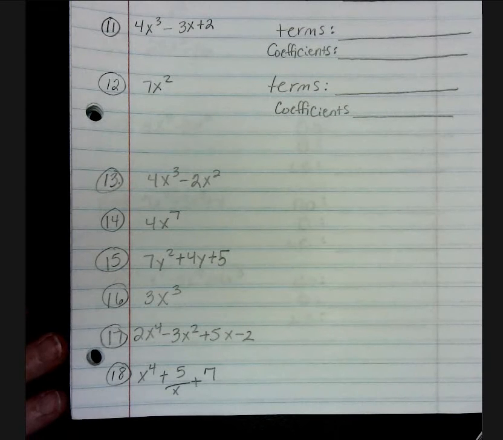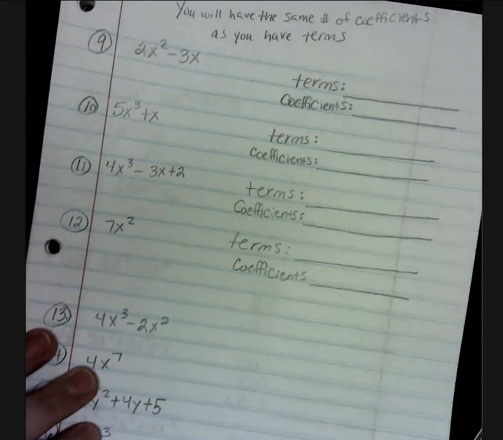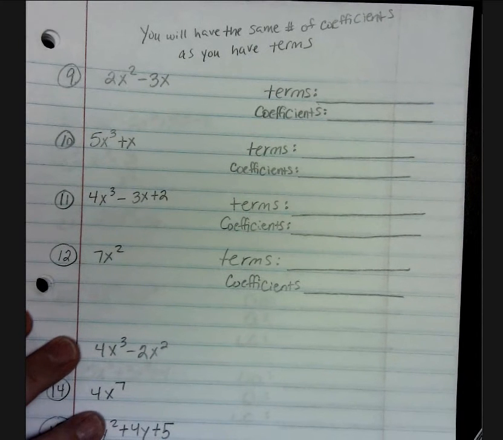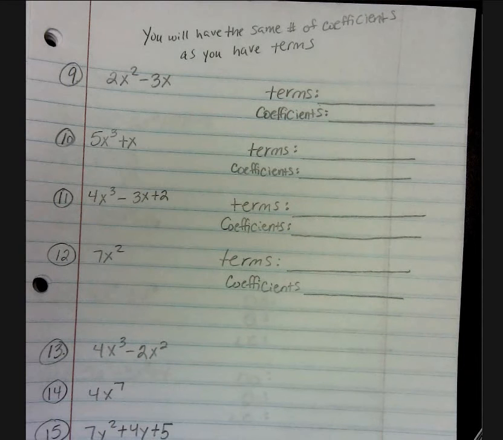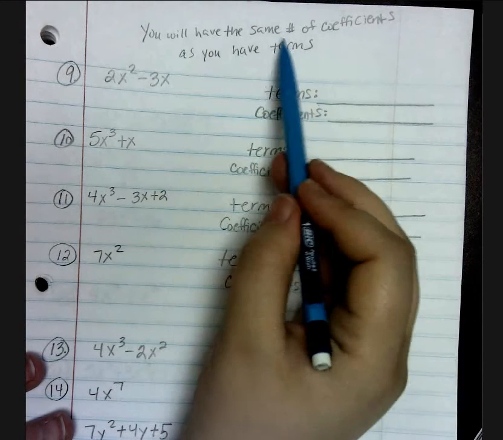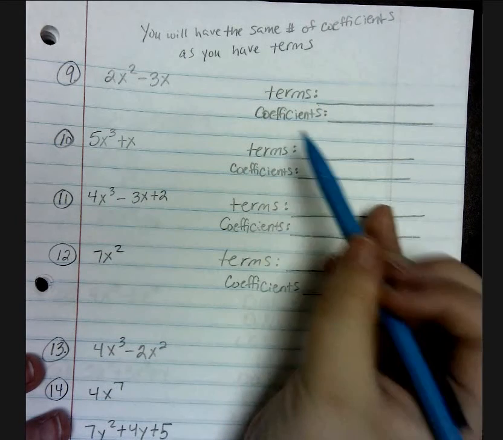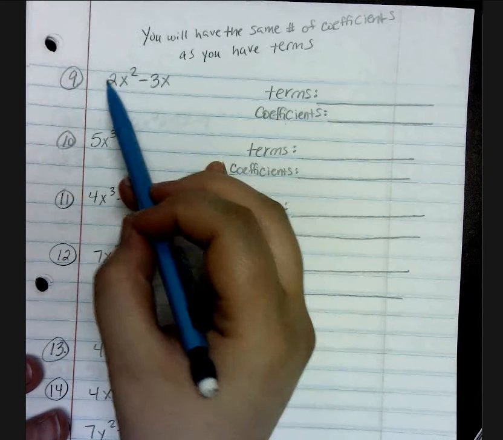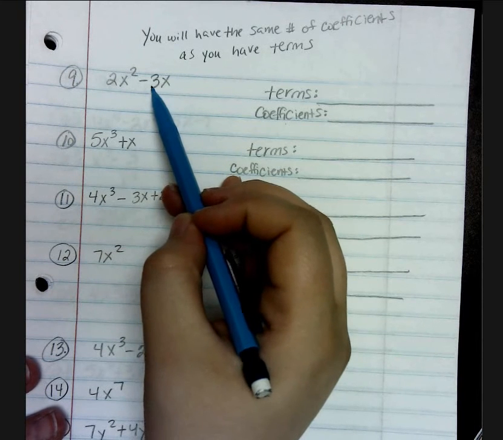So for numbers 9 through 12, they're asking us to list the terms and the coefficients. So remember we learned in Unit 2 that terms are separated by those addition signs, and coefficients are the numbers in front of variables, okay? You will always have the same number of coefficients as you have terms. So again, coefficients are the numbers in front of your variables. You will have the same number of coefficients as you have terms.